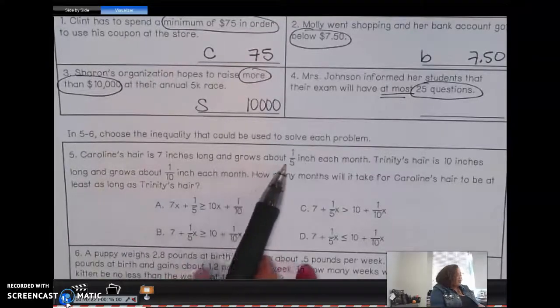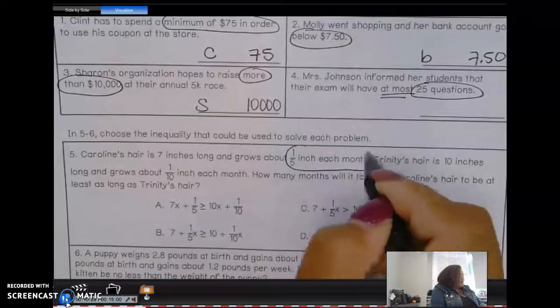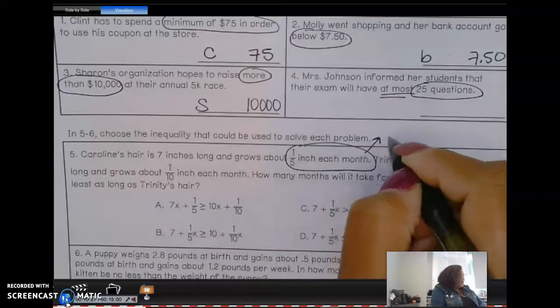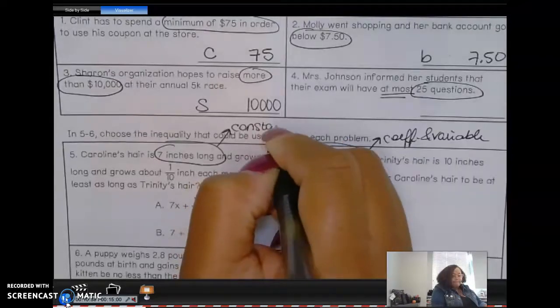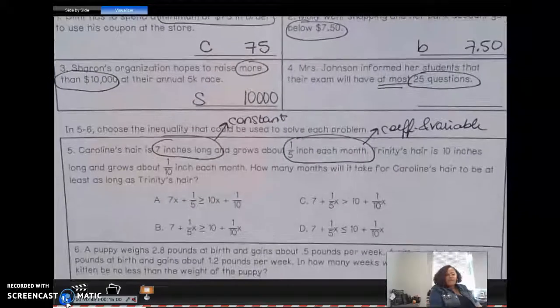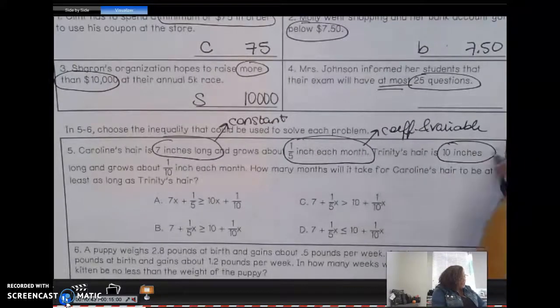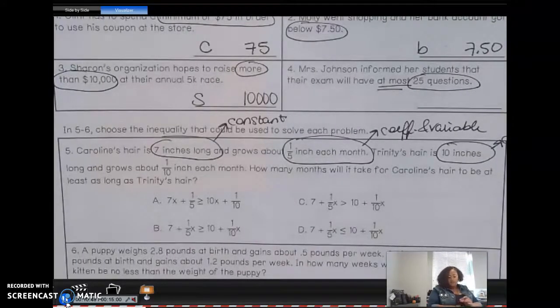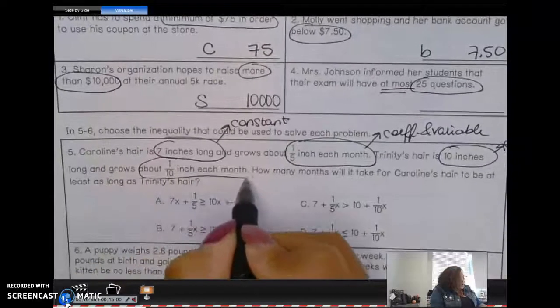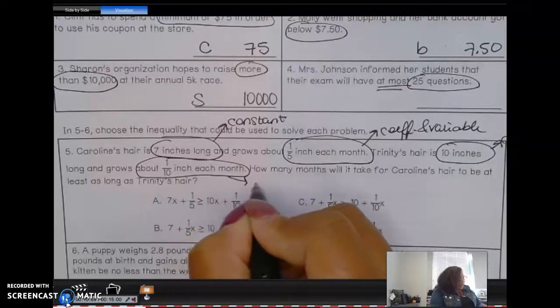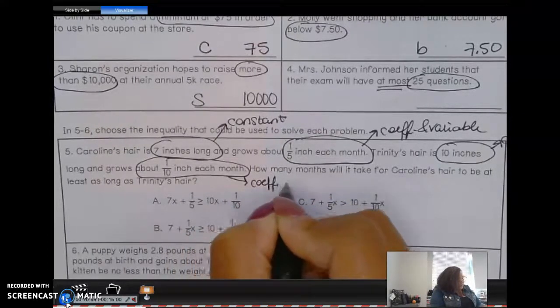Caroline's hair is 7 inches long and grows about 1/5 inch each month. That is my coefficient and variable. I skipped the 7 inches long. This is my constant. Okay. Trinity's hair is 10 inches long. That is my constant. Okay. And it grows about 1/10 of an inch each month. Coefficient and variable.